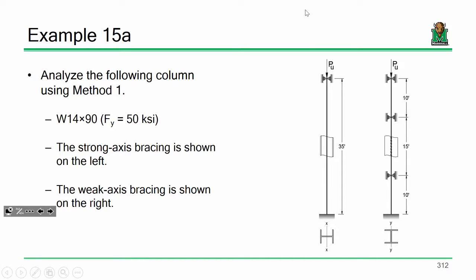So this example, let's just be clear, we have a W14x90, its Fy is 50 ksi. There's the strong axis bracing, there's the weak axis bracing. When we come in on Friday, we're going to attack this problem. We're going to do it three different ways, okay? We're going to look at using the equations, the push mower, using the riding lawnmower, and using the self-propelled mower. And we'll see that we'll get the same answer, plus or minus a few decimal points.